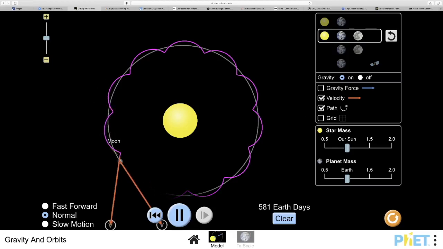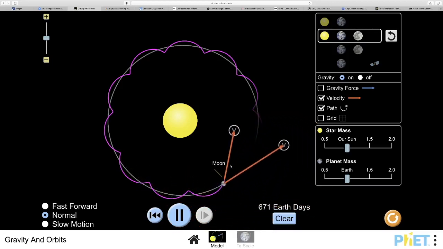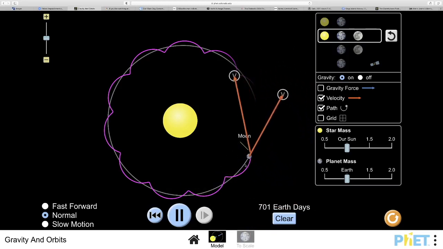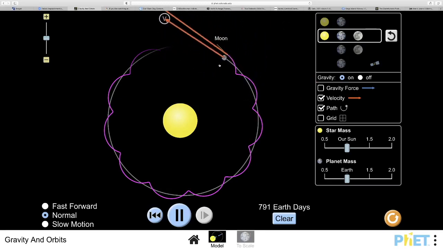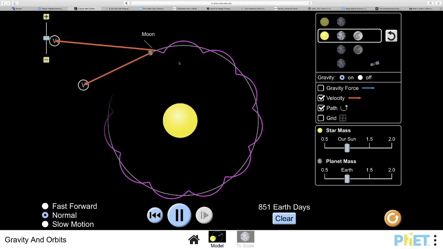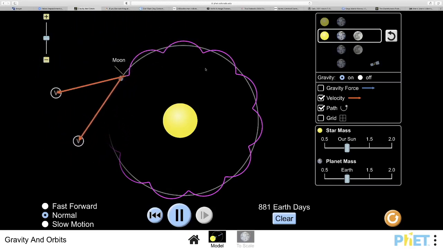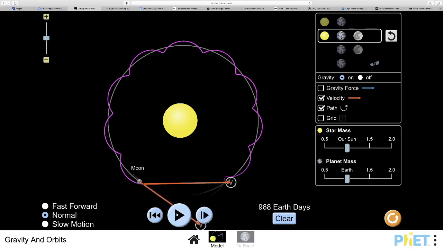The velocity of the Moon. This is really interesting. Look how the velocity changes. At certain points in its orbit, it slows down, speeds up, slows down. So the longer that red line gets, the faster it's going. Notice the Earth's velocity stays the same. Okay, we're going to pause that.